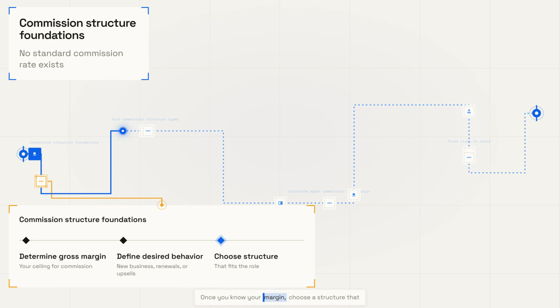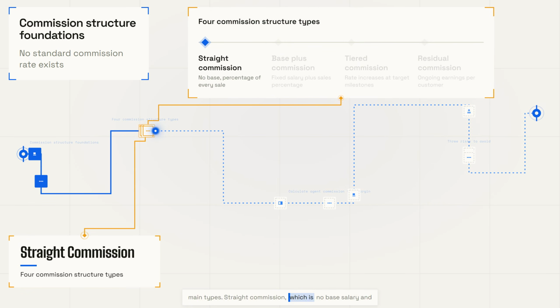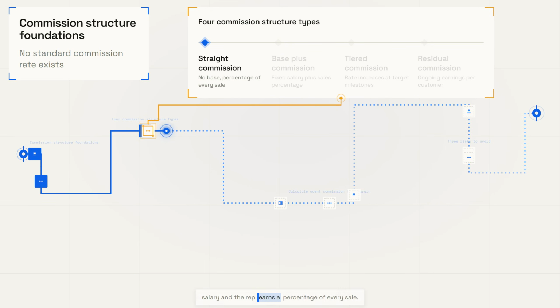Once you know your margin, choose a structure that fits the role. There are four main types. Straight commission, which is no base salary and the rep earns a percentage of every sale. High risk for the rep, high upside for the good reps. Base plus commission, a fixed salary topped up by a percentage of sales. This is the most common structure for employed salespeople.